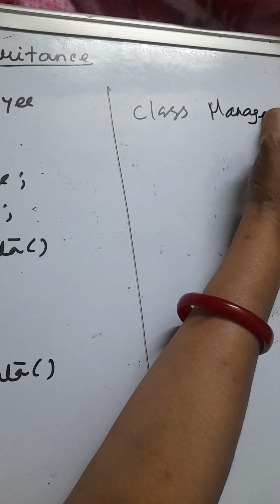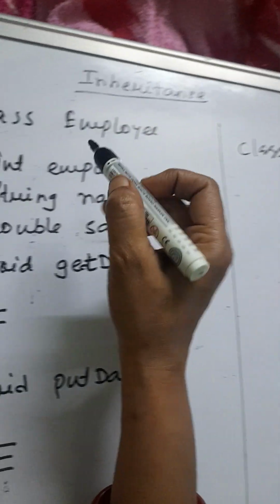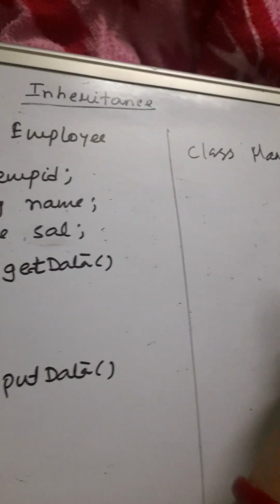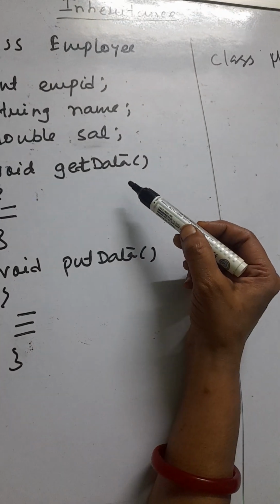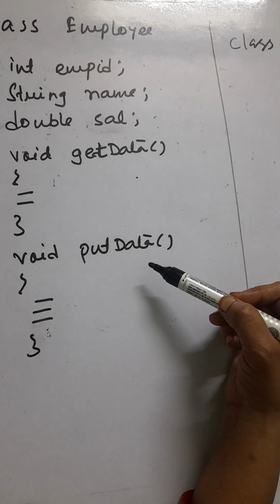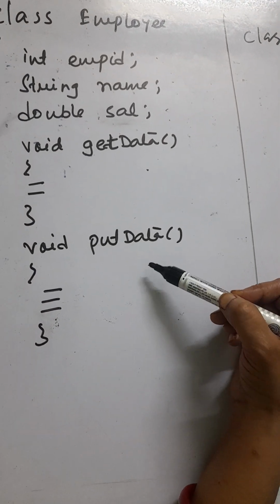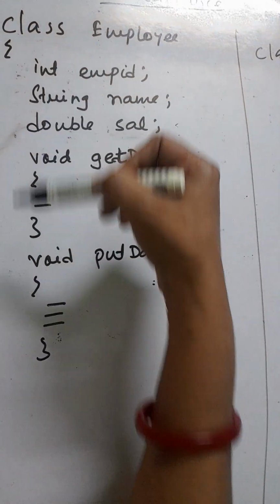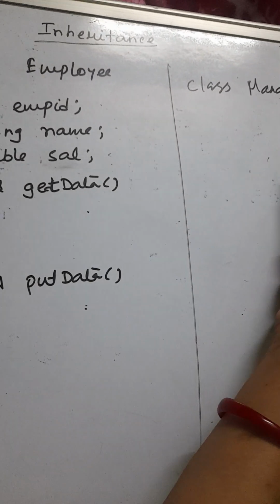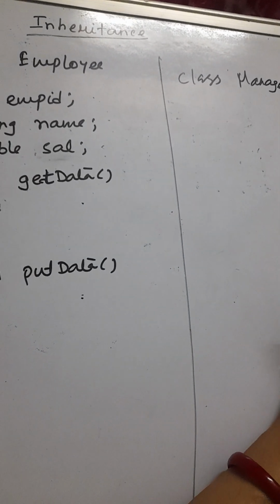So a manager is also an employee, so it should also have one employee ID, one name and one salary. For the manager also you have to take some input, so you need one getData function, and for the manager also you have to print the data, so we need putData also. So this common property can also be used by the manager, so no need to declare it again. So this is the code reusability.